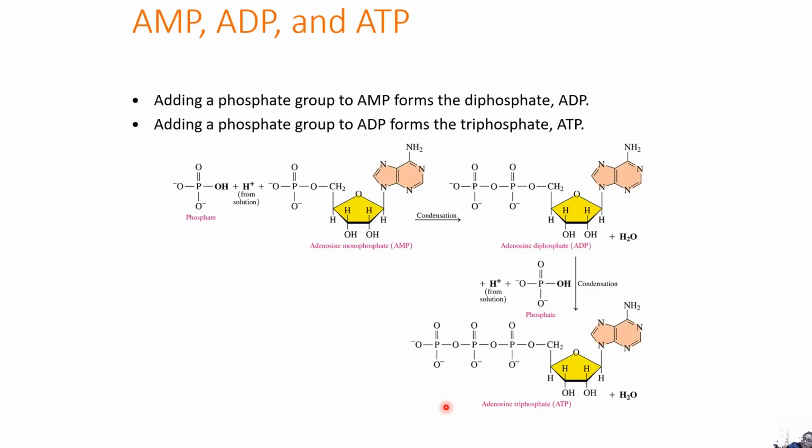Now, what are AMP, ADP, and ATP? Whenever we add a phosphate group to AMP, it forms a diphosphate, ADP, and whenever we add a phosphate group to ADP, it forms a triphosphate, ATP. So if you see over here, phosphate and adenosine monophosphate, condensation will give ADP, and then adenosine triphosphate.